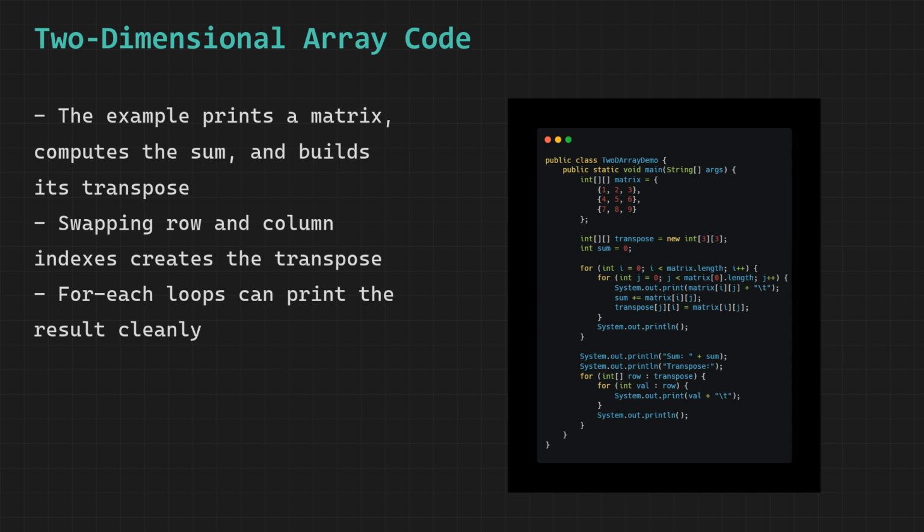The original matrix prints as 3 rows of 1 2 3, then 4 5 6, then 7 8 9. The transpose prints as 3 rows of 1 4 7, then 2 5 8, then 3 6 9, confirming that every column of the original became a row in the transpose.